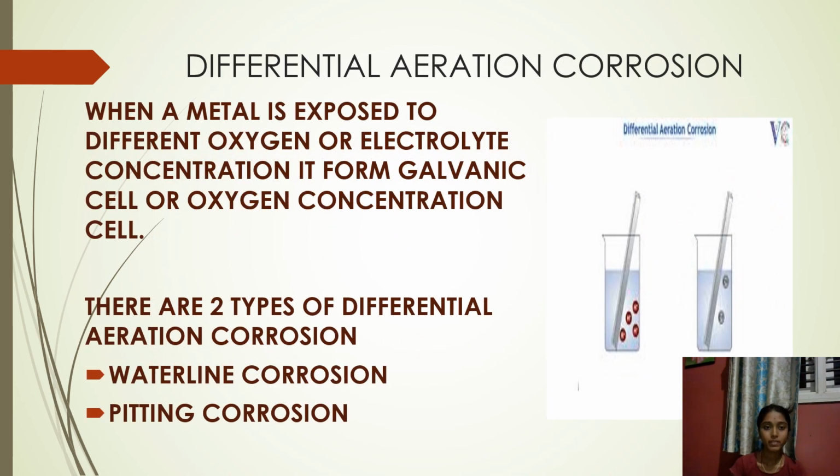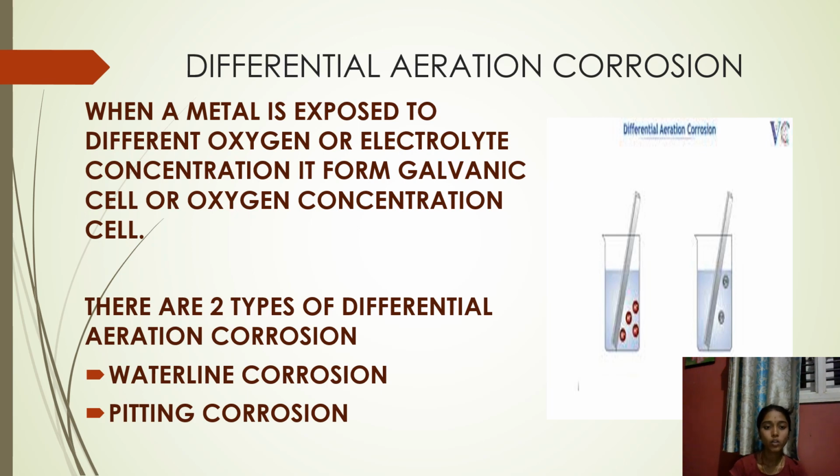Differential aeration corrosion: when a metal is exposed to different oxygen or electrolyte concentrations, it forms a galvanic cell or oxygen concentration cell. This type of corrosion is known as differential aeration corrosion. Here, the part of the metal which is exposed to less oxygen concentration acts as anode and undergoes corrosion. The other part of the metal which is exposed to higher oxygen concentration acts as cathode and it is protected. There are two types of differential aeration corrosion, namely waterline corrosion and pitting corrosion. Let us know some information about these two topics.